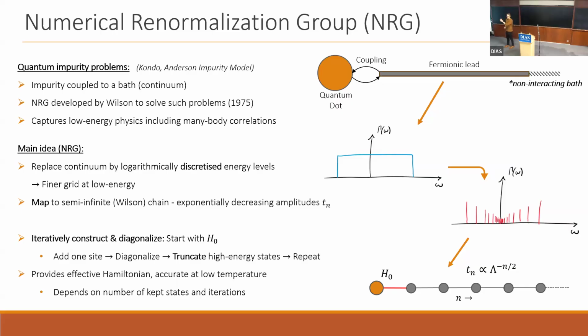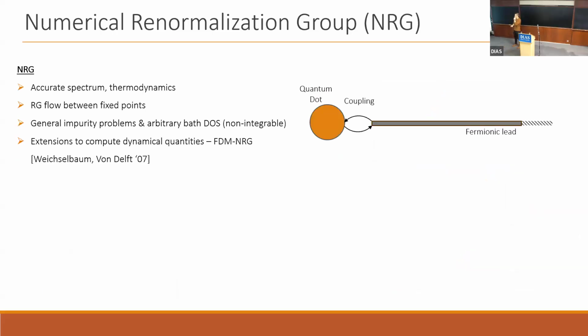Okay, so this is a very broad overview of what NRG does. So it's just this mapping to some discrete bath, and this constructs the Wilson chain, and then the actual process is just this iterative construct, diagonalize, throw away, construct, diagonalize, throw away. So that's NRG. So that's how you do it.